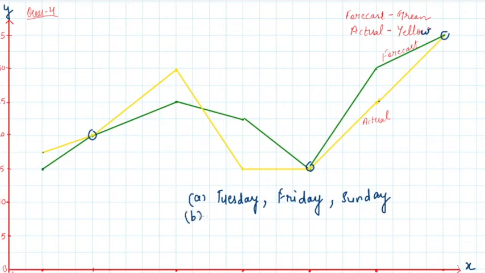Let's see the B part. What was the maximum forecast temperature during the week? The forecast temperature is with green. So if you study, this is the highest, this is the peak value, and corresponding to this, how much is the temperature? 35 degree Celsius. So this was the maximum forecast temperature during the week because this is the peak value.